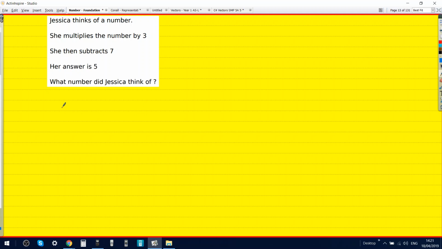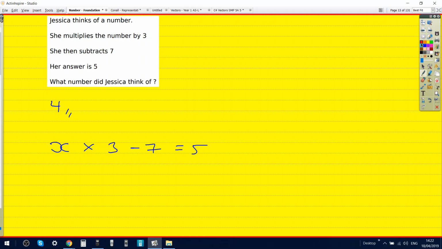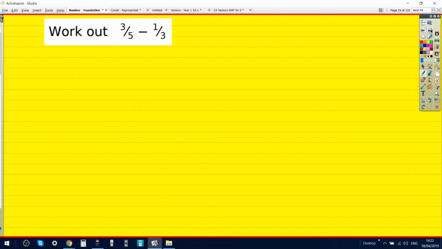So the answer is 5. So 7 plus 5, that's 12. 12 divided by 3 is 4. So it's 4. Well done. And if you're ever stuck, you can let the mystery number be x. She multiplies it by 3. She subtracts 7. She gets 5. And then do what you just did there. So you do the add 7 and divide by 3, and you get 4.